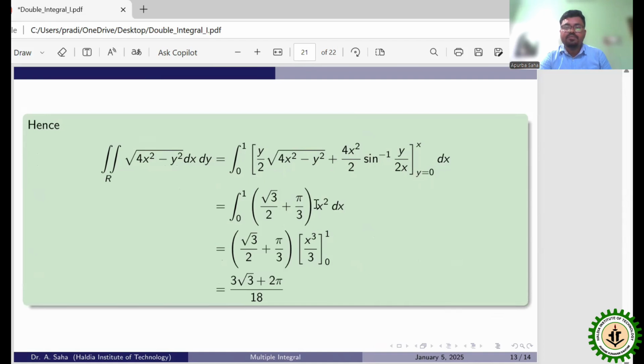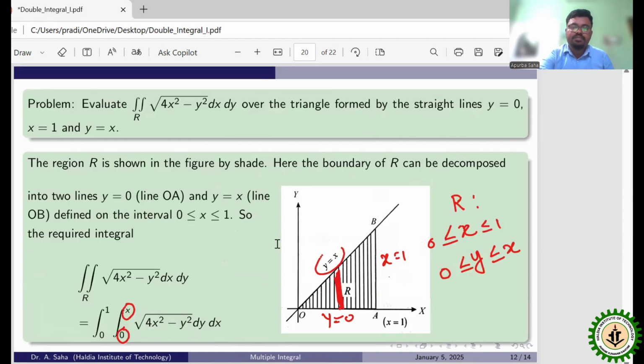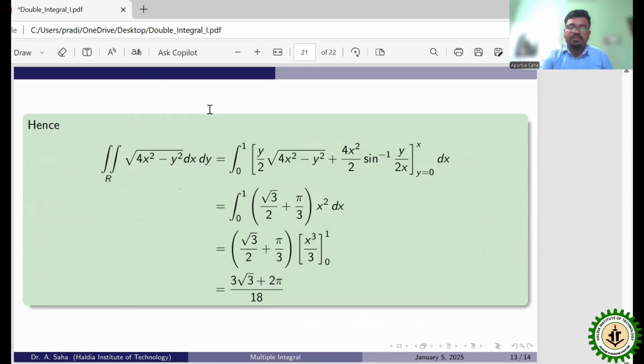Now if we put y = x and y = 0, we have the integral of (3/2 plus 5/3) x² dx. So this is (3/2 plus 5/3), and for this one, x³/3, and the limit of x is 0 to 1. So (3 root 3 plus 2π)/18. This is your answer. So the value of this one is (3 root 3 plus 2π)/18.